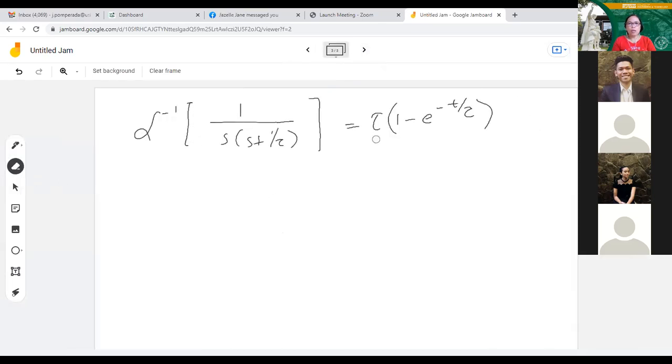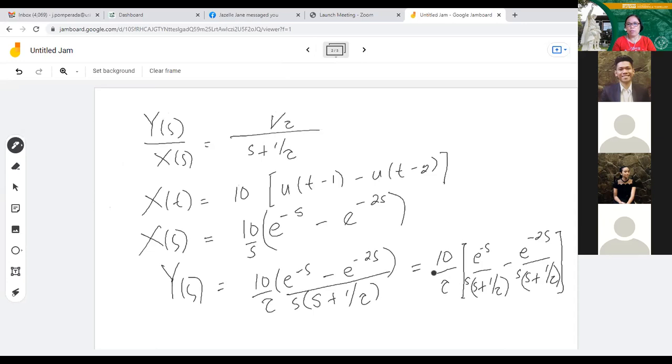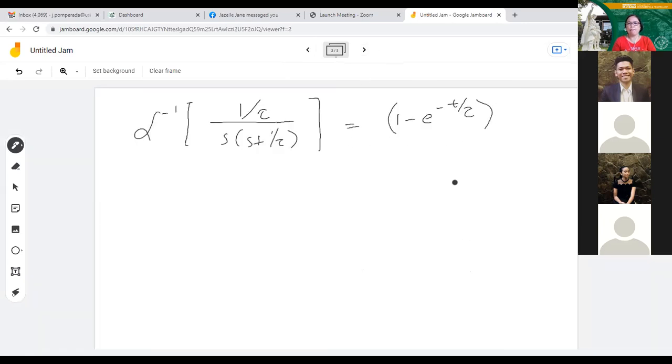So what I will invert now will be this. 1 over tau. Time is almost up. Okay, so this is the response. I took that 1 over tau in here, so that our response is the same as the step. Okay? You have here 1 minus e raised to negative t over tau.